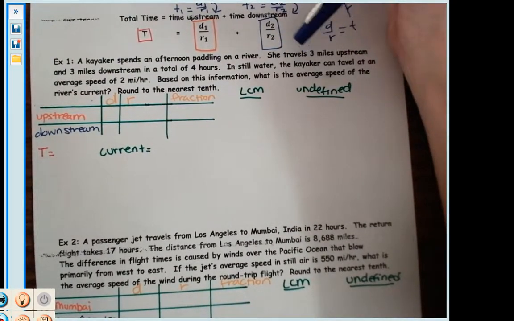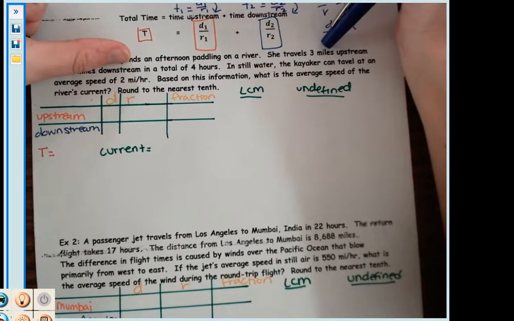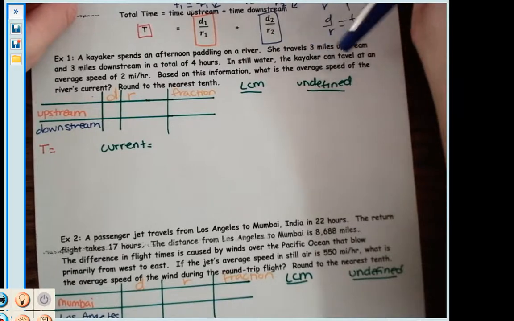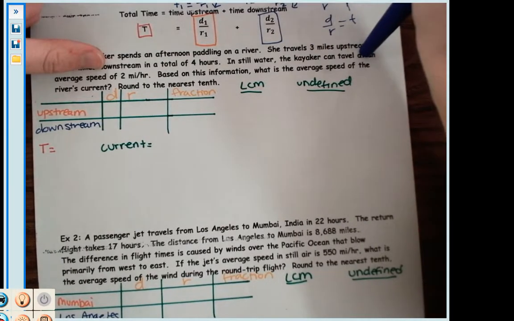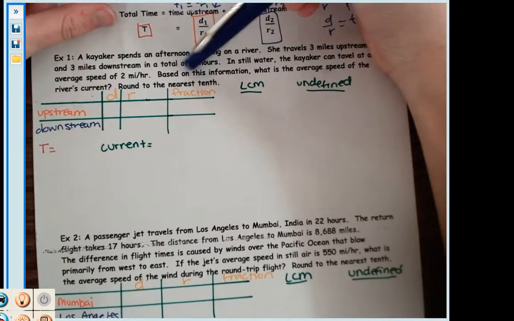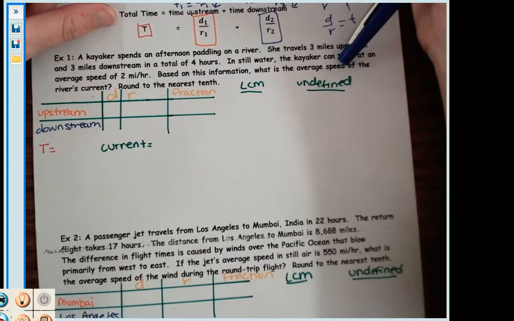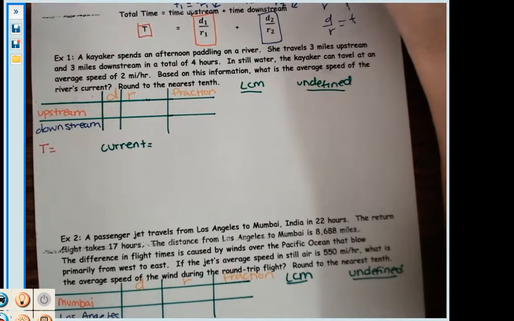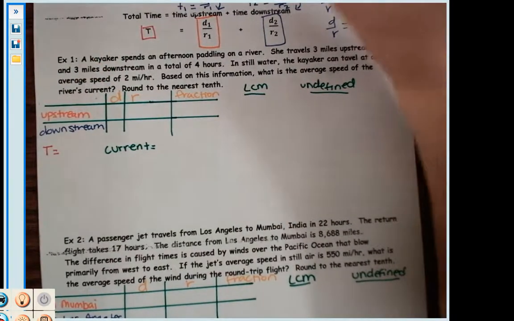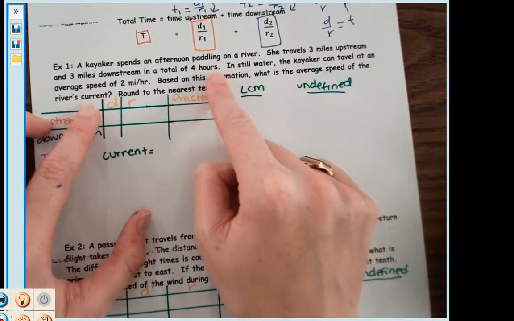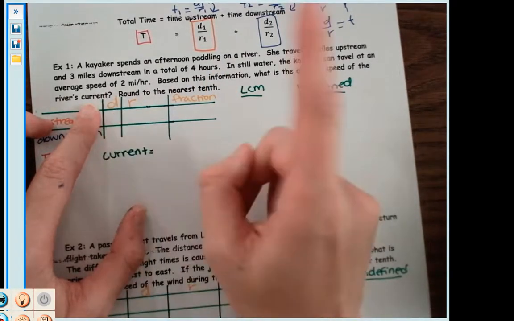But anyway, she travels 3 miles upstream and 3 miles downstream in a total of 4 hours. In still water, so without any current, the kayaker can travel at an average speed of 2 miles per hour. So that's the rate that they are traveling at. Based on this information, what is the average speed of the river's current? And we're going to round our answer to the nearest tenth of a decimal. So we are focusing on the current. Eventually I want to figure out how fast the current is going to make this kayaker take 4 hours to go 3 miles upstream and 3 miles downstream.